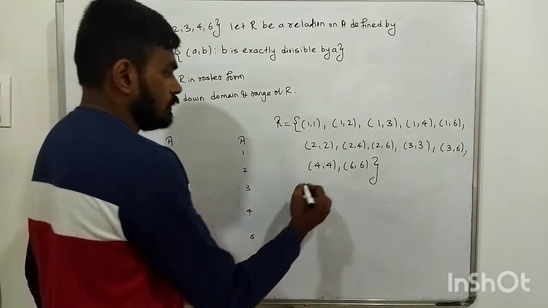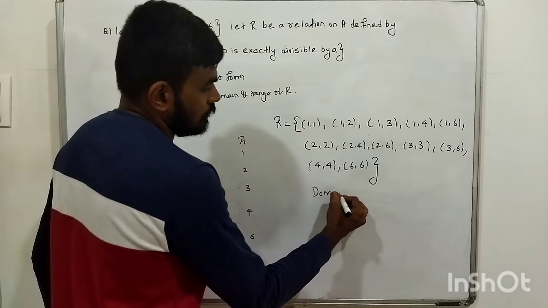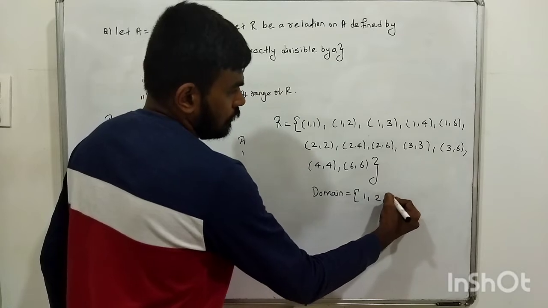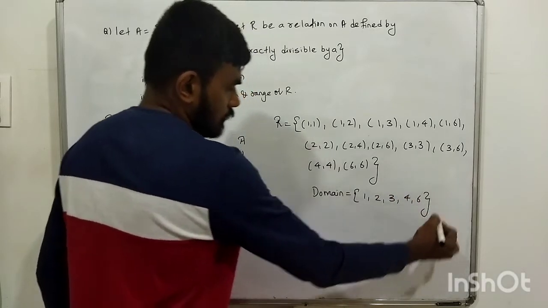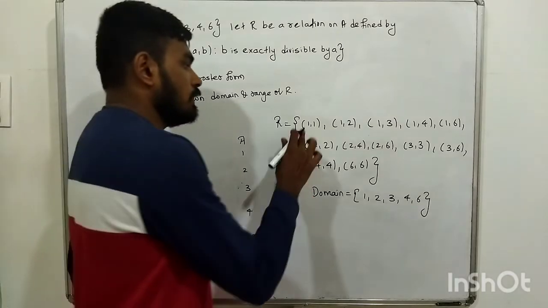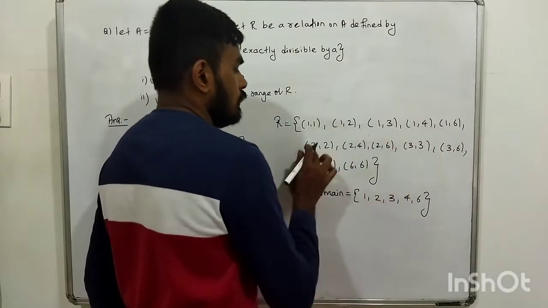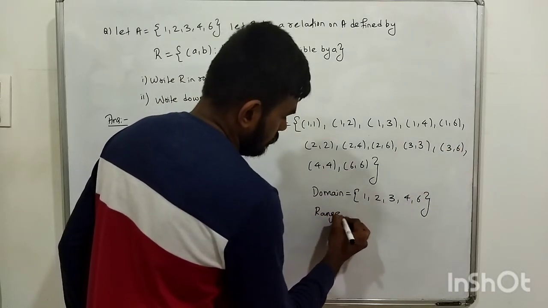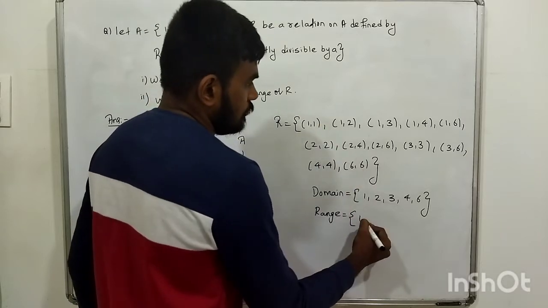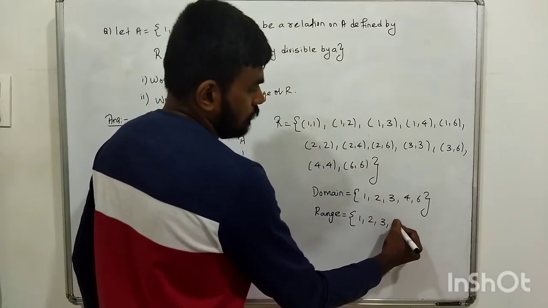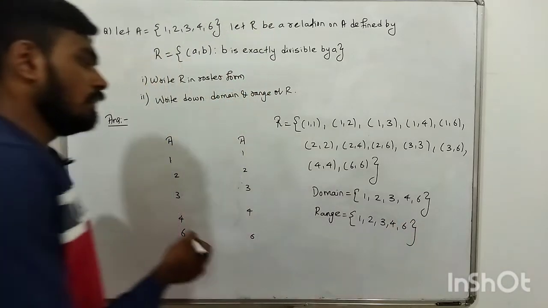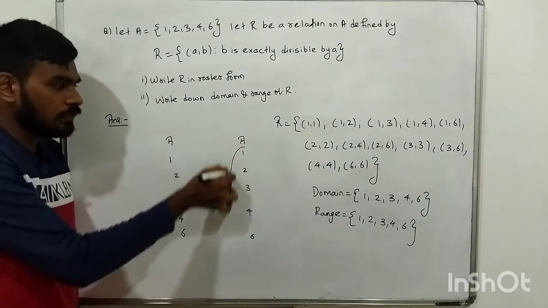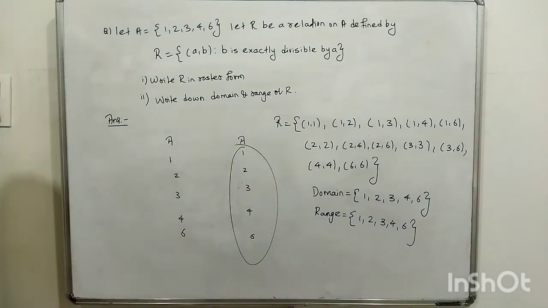roster form. Next, what is the domain of this? Let's check. 1, 2, 3, 4, 6. So all the elements come in the domain. First element, just check: 1, 2, 3, 4 and 6. Next, range. Again 1, 2, 3, 4 and 6. This is the range. And if you ask codomain, that also you can write. How do we write codomain? We write the set of all second elements.